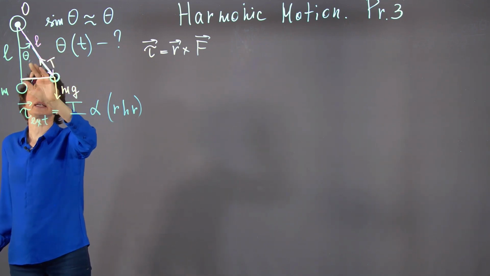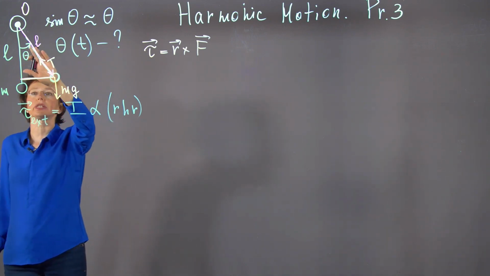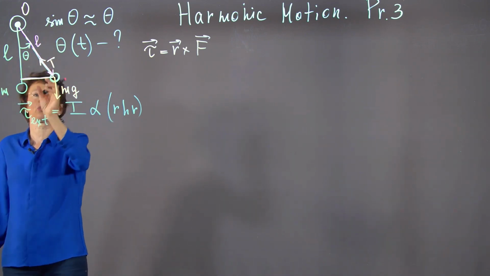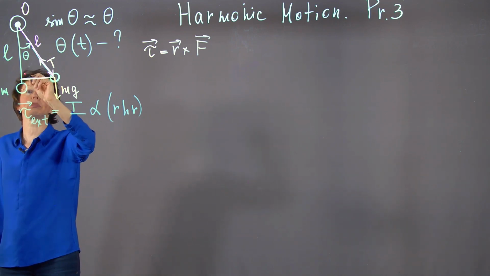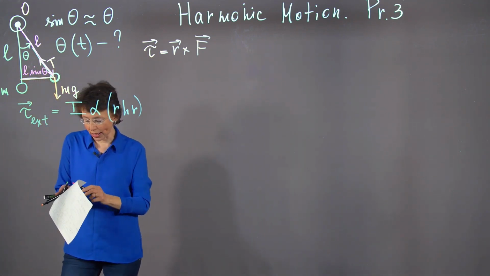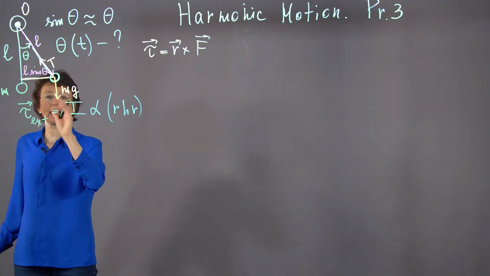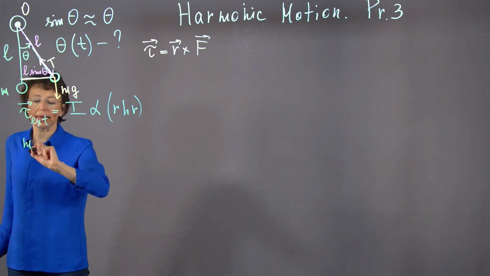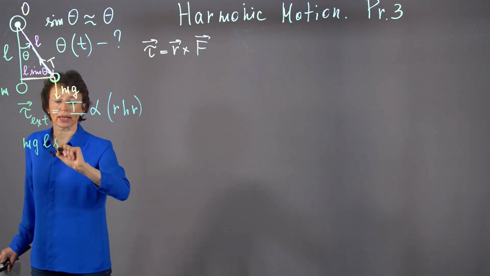I will erase 0, because this is not my initial condition. This is supposed to be any angle theta. This will be true for any angle theta. This length will be L times sine theta. That's what we need, and I'm ready to write the torque. The torque created by gravity, magnitude of torque, will be mg, force, and then this leg, L sine theta.